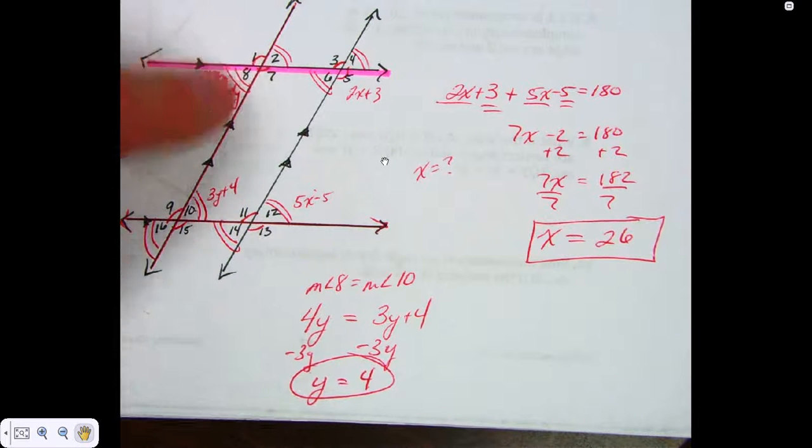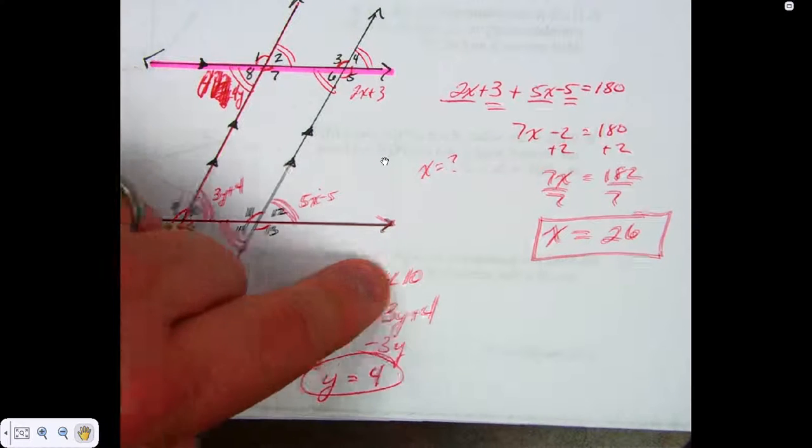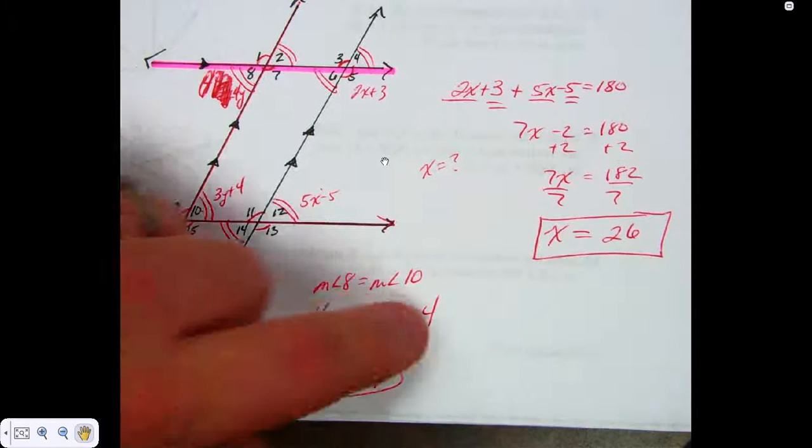And what did we say? Because they're alternate interior angles, the measure of angle 8 is equal to the measure of angle 10. Therefore, you plug that in and you solve.